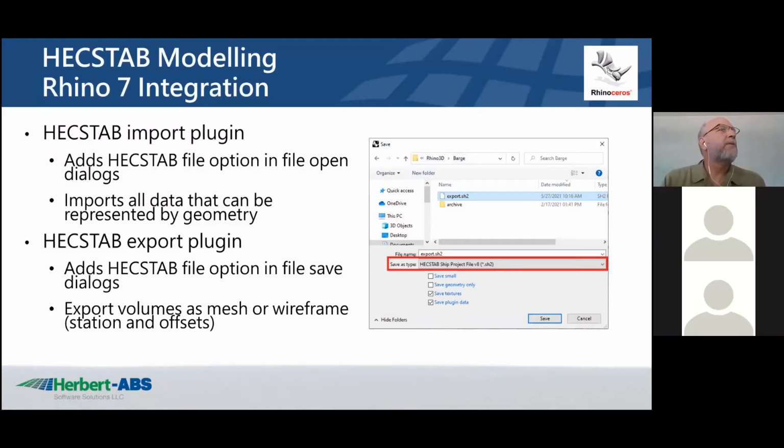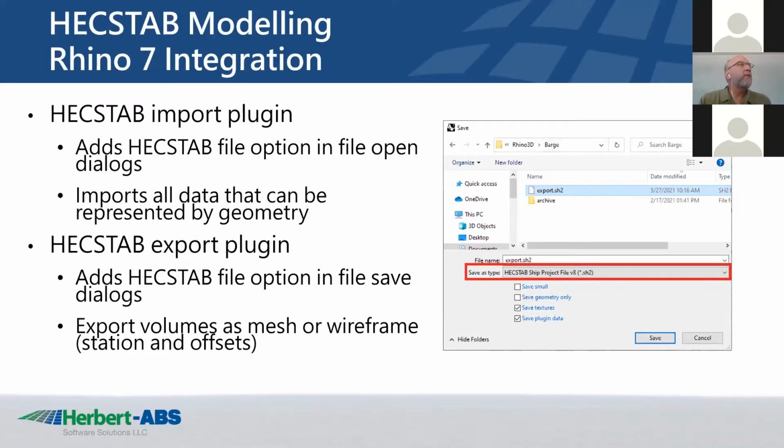In addition to the main plugin, there's two additional plugins. There's an import and an export plugin that add a HECSTAB ship project file option to the save and open dialogues in Rhino. So from Rhino, you can just open our model files directly, and you can also save them directly. The save will only work if you've modeled using the layering conventions that we impose.